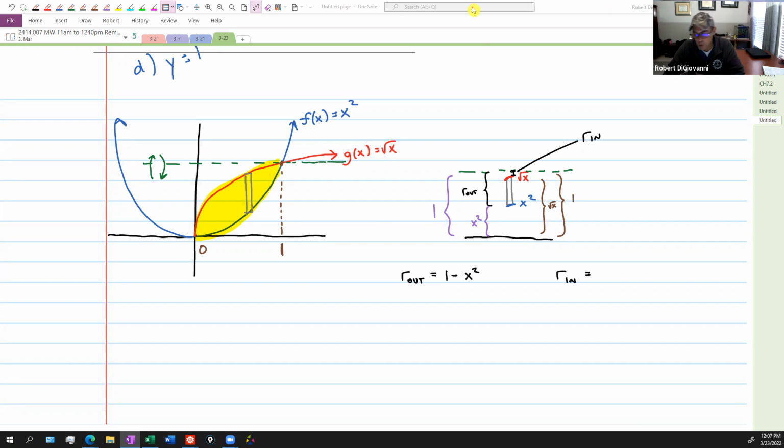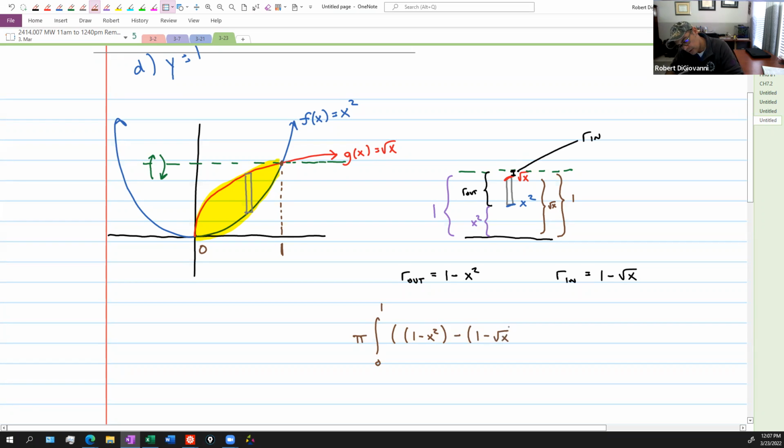Yeah, 1 minus square root of x. Great. Okay. 1 minus root x. Very good. All right. And then now that's it. You set up the integral. We're done. Integral 0 to 1. You take the outer radius squared minus the inner radius squared dx. Bam.